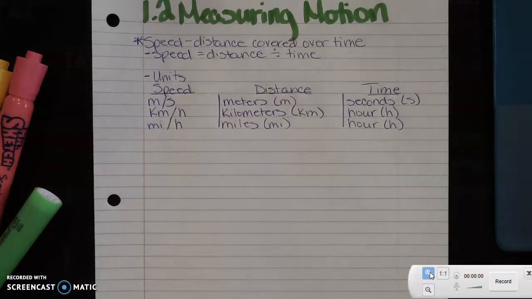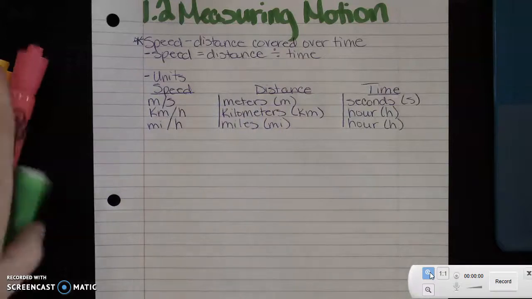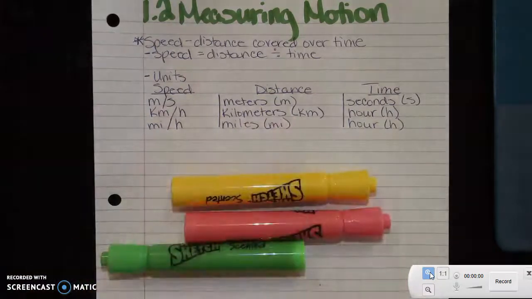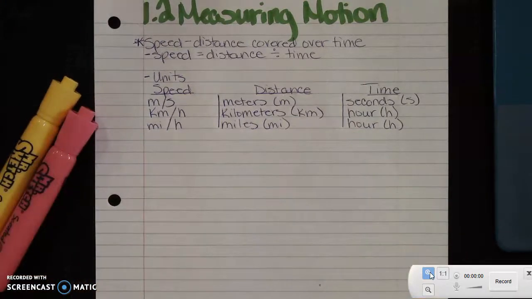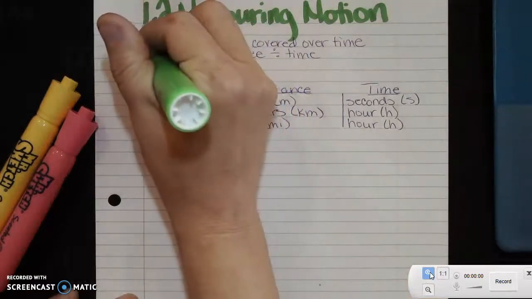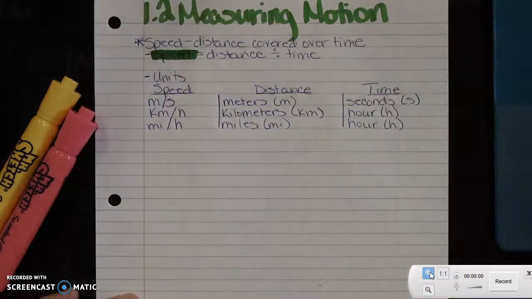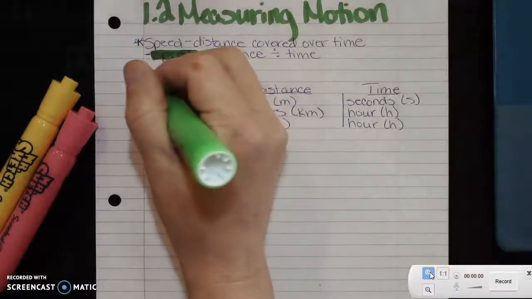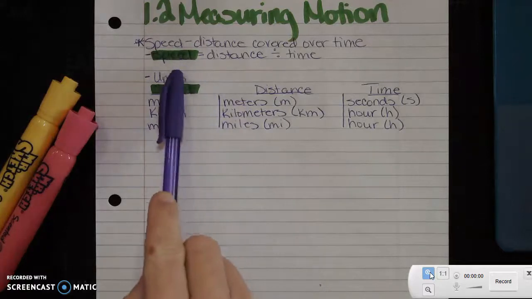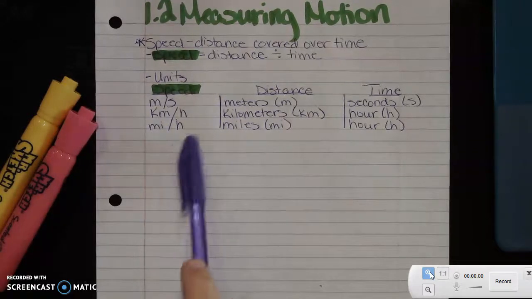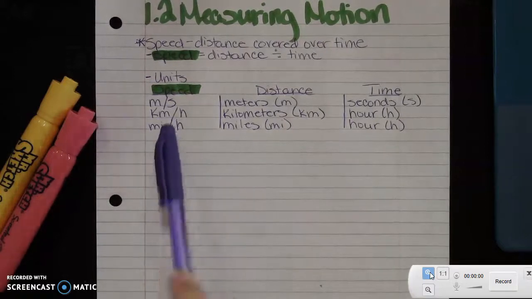So the hard part is sometimes matching things up, knowing what number goes where in the equation. That's where our three colors are going to come in. We're just going to do a little color coding. I'm going to grab my green, and in my equation up here, I'm going to highlight speed. In my units section, I'm going to highlight speed again. So when I'm glancing at this, I know if I'm calculating speed in an equation, my final answer is going to have some type of unit that looks like this.